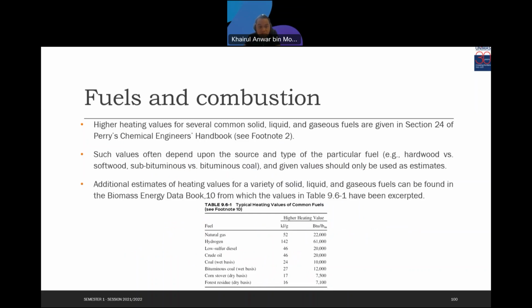Higher heating values of several common solid, liquid, and gaseous fuels are given in Section 24 of Perry's Chemical Engineers' Handbook. Such values often depend upon the source and type of the particular fuel, hardwood versus softwood, subbituminous versus bituminous coal, and given values should only be used as estimates. Additional estimates of heating value for a variety of solid, liquid, and gaseous fuels can be found in the Biomass Energy Data Book 10.